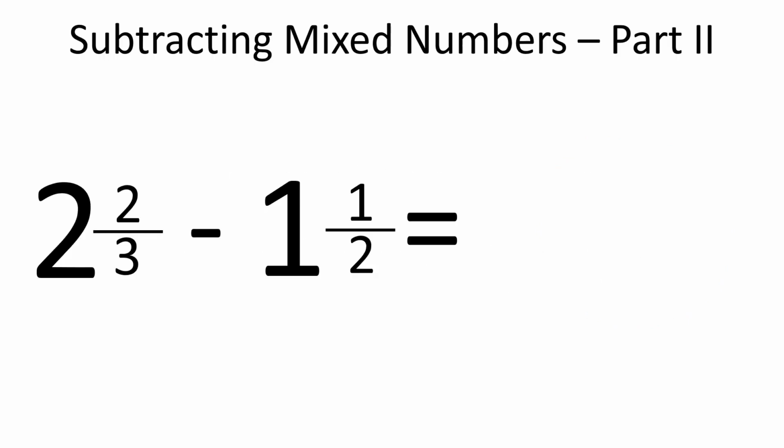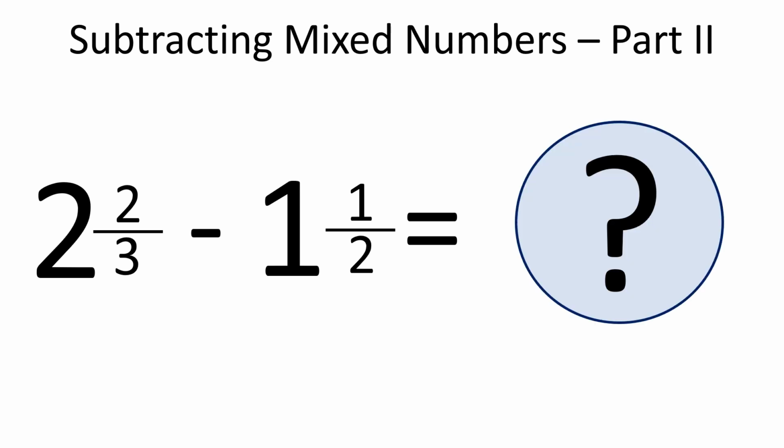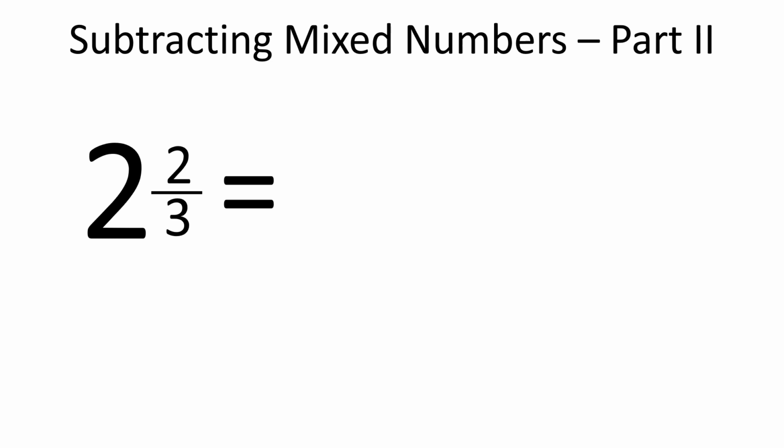We talked already about how to subtract mixed numbers with the same denominators. What about subtracting mixed numbers with different denominators? How much is 2 and 2/3 minus 1 and 1/2? In this case, we also have to represent each fraction as an improper fraction. Let's start with 2 and 2/3.